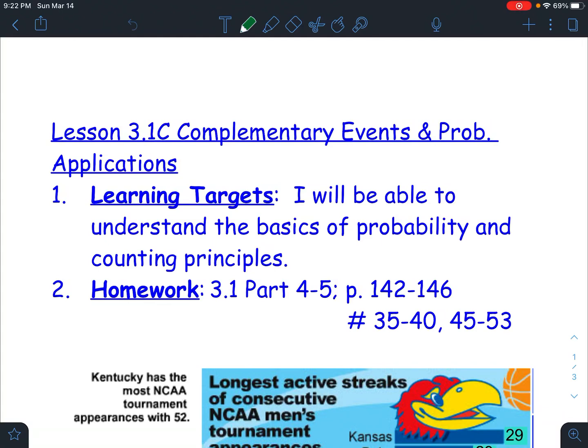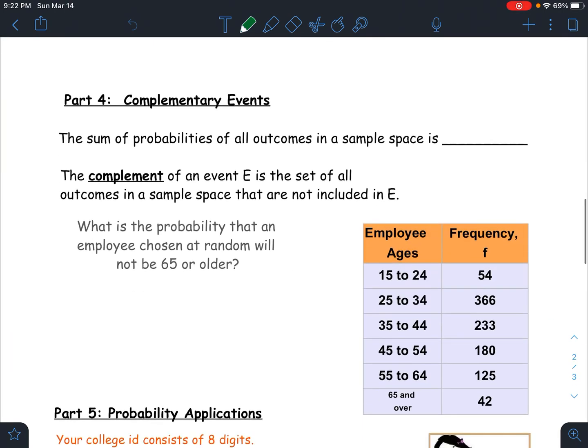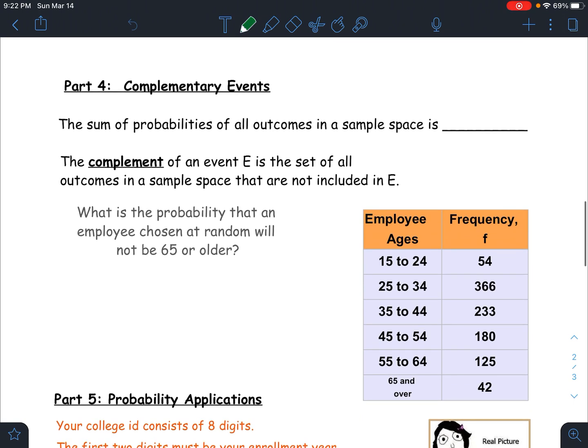Hello again, everyone. We are going to wrap up lesson 3.1 in this video by talking about complementary events and probability applications. We've got a short one for you today, so let's go ahead and dive right in.